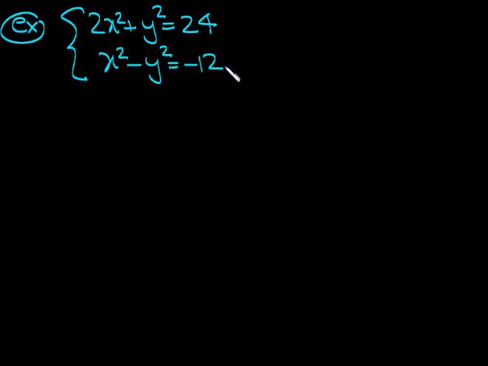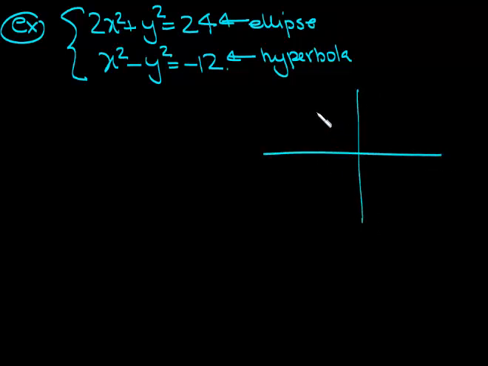We have a system like this. We have 2x squared plus y squared is equal to 24, and we have x squared minus y squared is equal to negative 12. Now, just for your information, we didn't do ellipses or hyperbola, but this is a graph of an ellipse. Ellipse is like an oval, and this is a graph of a hyperbola. Hyperbola is kind of like two parabolas. Okay, so if you look at it, this is what it looks like, just to visualize. Hyperbola has two halves.